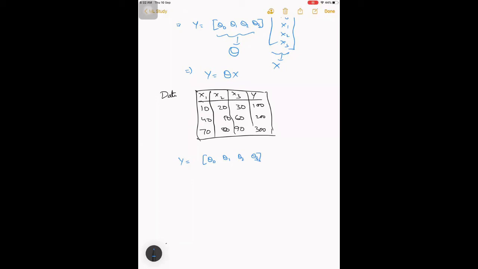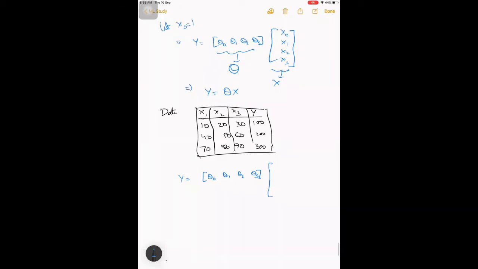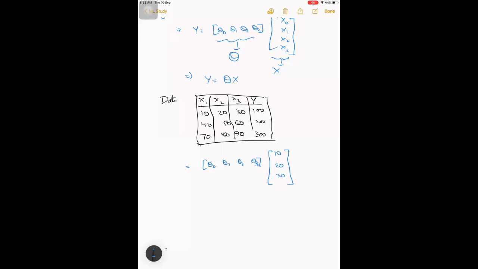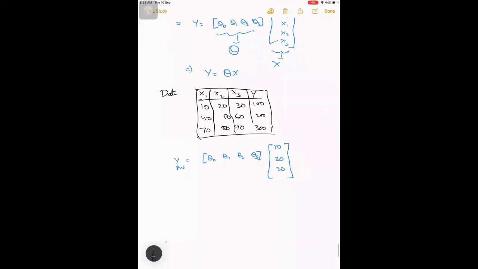The next part would be getting the x and y things. What we thought of as x naught, we call it 1, then 10, 20, 30. If you do this multiplication, you should be getting y here. Actually, it will be the predicted y. So this is one part.